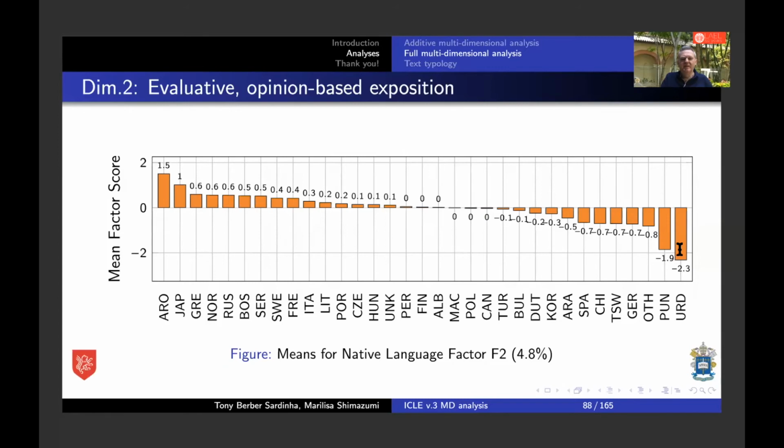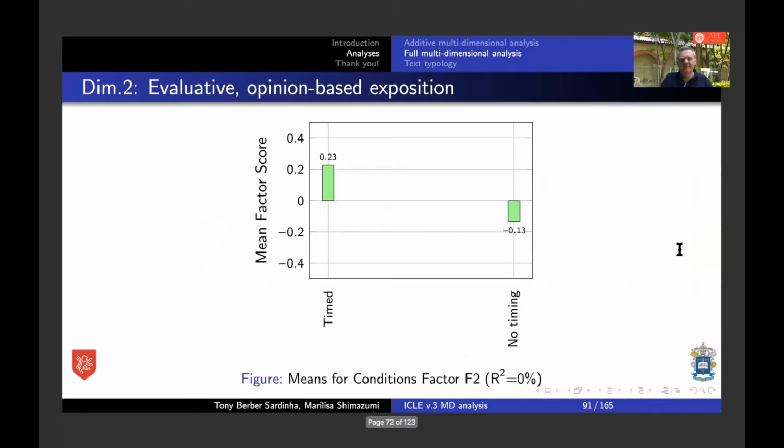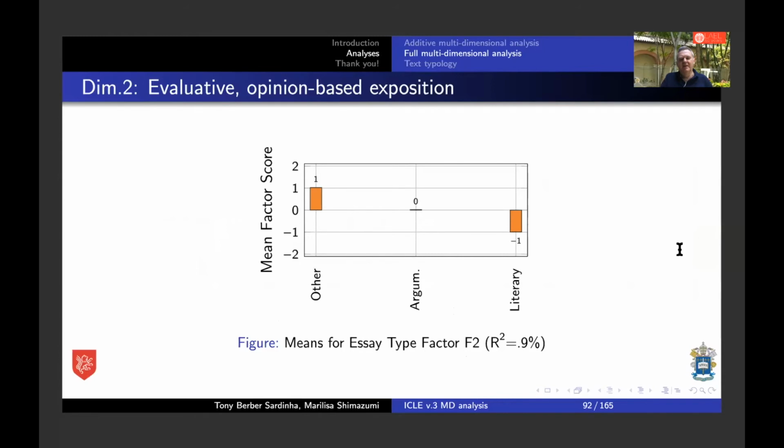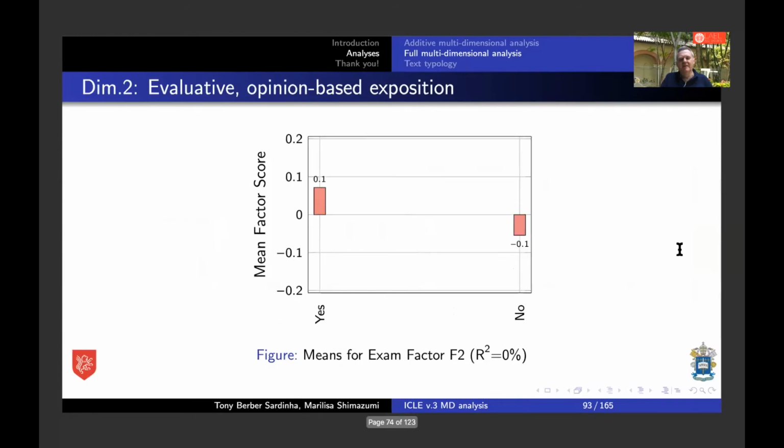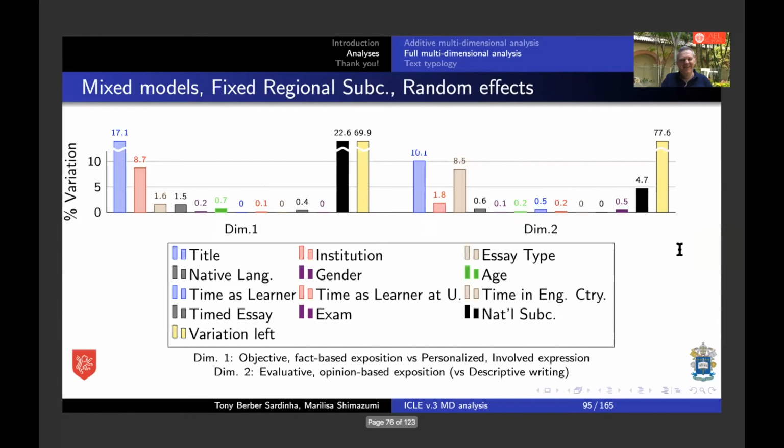Now, in terms of the language, I'm going to skip those. Please look at your handouts. In terms of timing, no difference at all. In terms of the essay types, no difference at all. In terms of the exam conditions, no difference at all. In terms of the gender, no difference at all. So here's a mixed model.